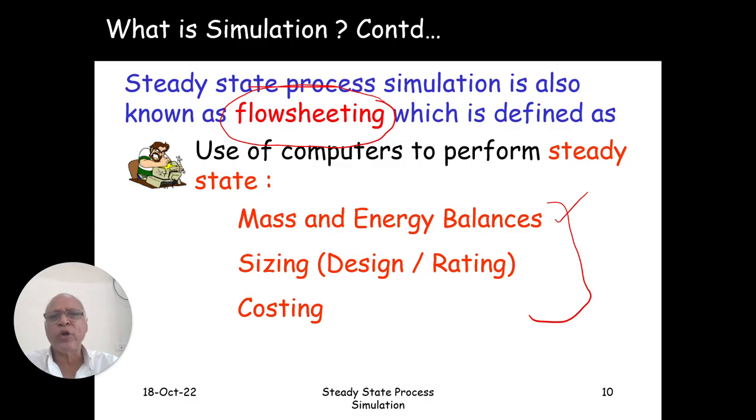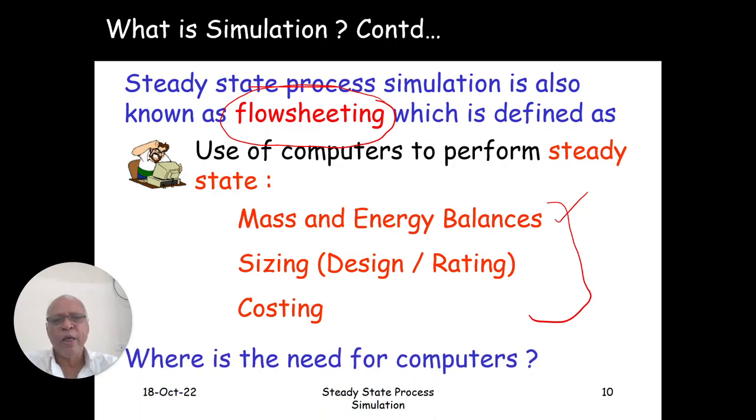Why do I have to resort to a computer to do these calculations? We know how to write mass and energy balances, how to design equipment like heat exchangers, reactors, distillation columns, and probably we'll also know how to estimate various costs, operating costs, fixed costs, then calculate the profit and so on without the use of a computer. Why do you think the computer is required? Where is the need for a computer? Why is it involved in the definition of flow sheeting itself?